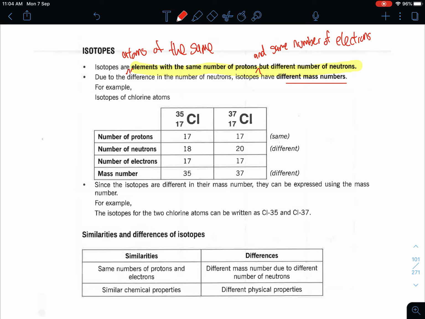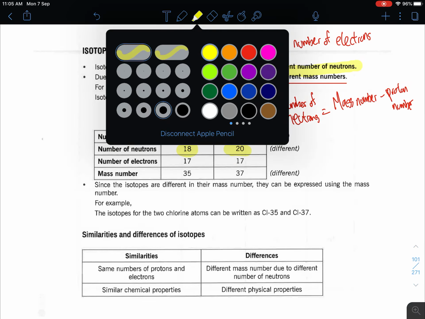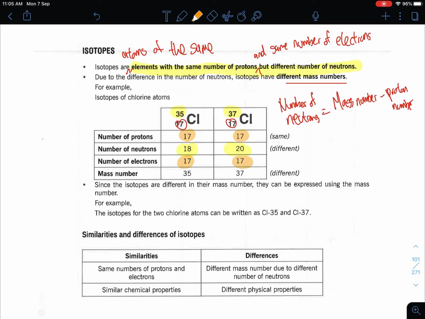So one example is isotopes of chlorine, where you can see that the number of protons is the same, both are 17. However, the mass number is different. One is 35, one is 37. And how do you determine the number of neutrons? You take the number of neutrons equals the nucleon number or the mass number minus the proton number. Then you'll get the number of neutrons, which over here is 18 and 20 respectively. The number of protons and electrons are the same. Okay, so this is one good example.